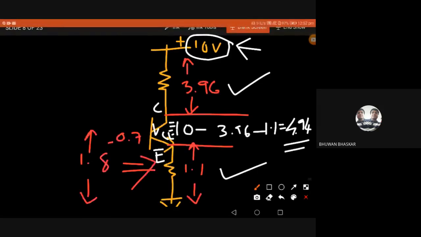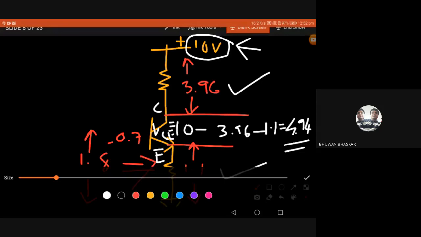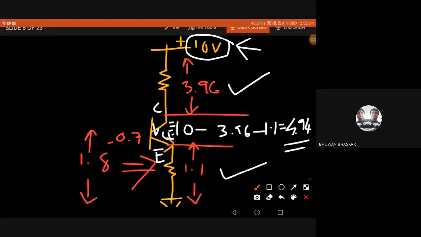Now, we already discussed that this voltage and this current are very important. The current flowing through this circuit is IC, and this voltage, 4.94, is very important, because it is the most important thing in a transistor: the collector characteristics, collector current and collector voltage. Even in an amplifier, at the output the transistor will be connected to some other circuit, a loudspeaker or whatever.